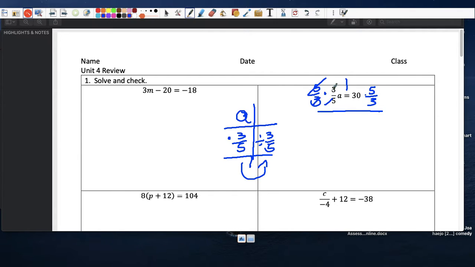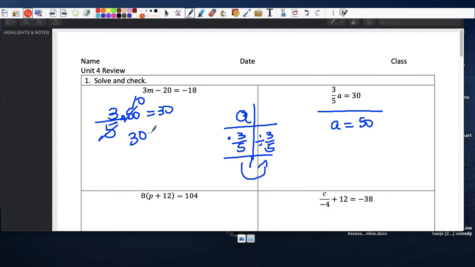And on this side, that simplifies to 1 times a is a. And here we get 30 times 5/3, which is 50. Okay, so now we get to check. When we check, we're going to replace that a. So let me check on this side. 3/5 times 50 equals 30. You can put it in your calculator, or we can simplify 50 and 5, and that becomes 10, and 3 times 10 is 30, which equals 30. So either way, it's the same thing.